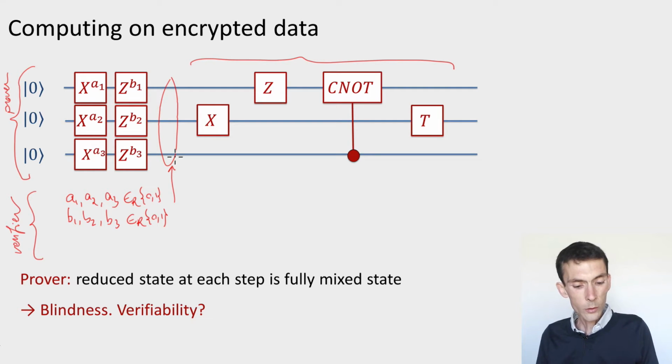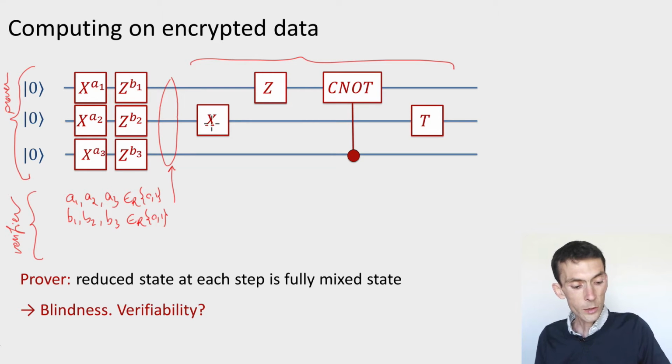You could worry that the circuit here has to be told to the prover, but in fact you could use a universal circuit and hide the computation in the input. So let's not worry about this now. Let's imagine that the prover knows the circuit, and we want it to execute the circuit. Here's how we're going to do it.